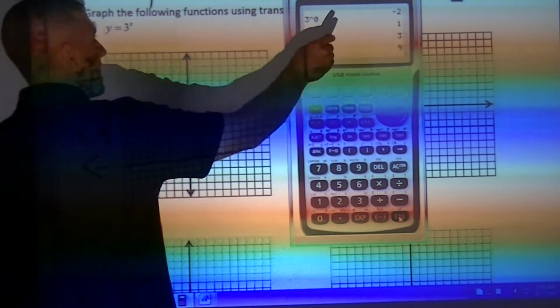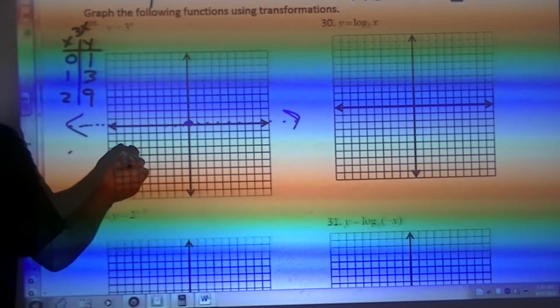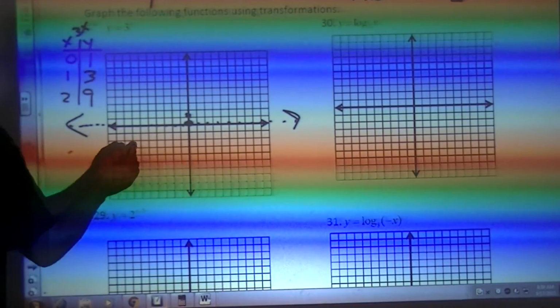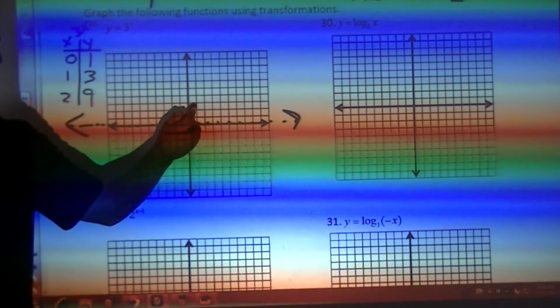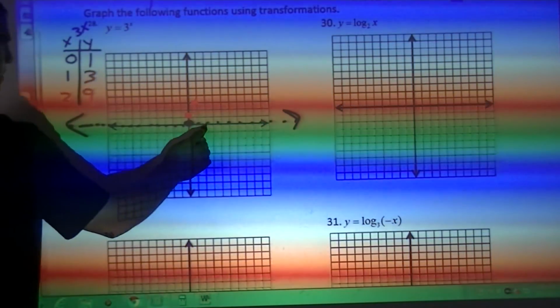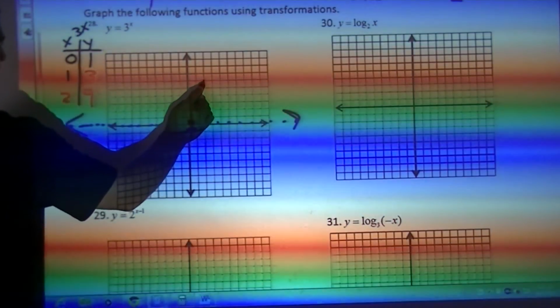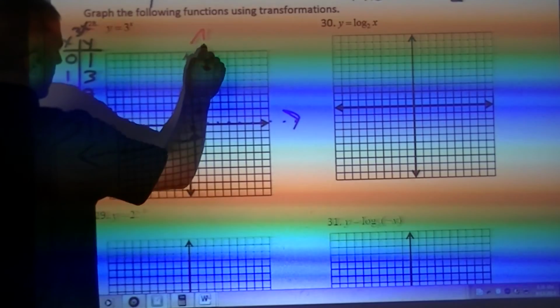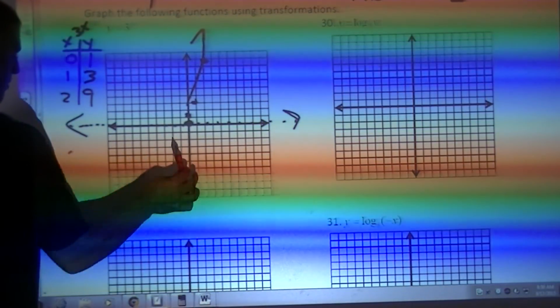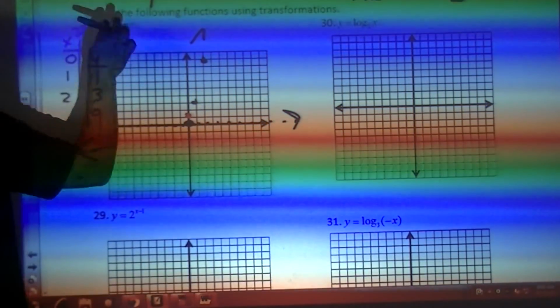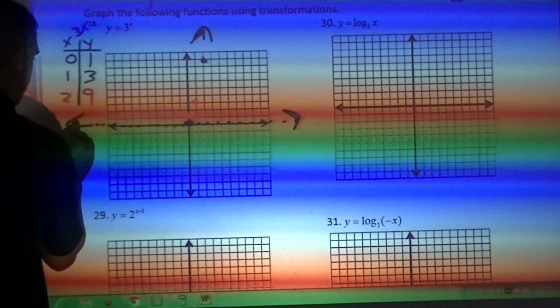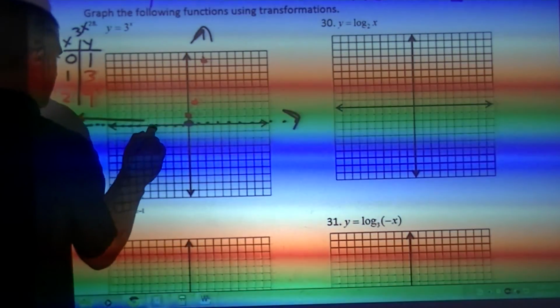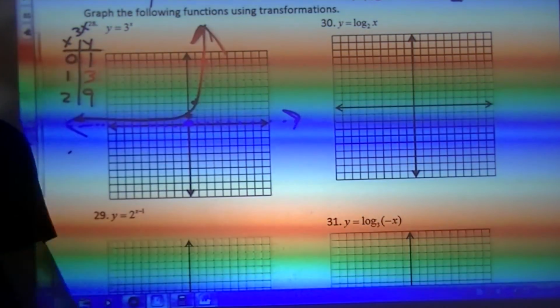So from my anchor point, what I'm going to do is go 0 over 1 up, 1 over 1, 2, 3 up, and 2 over 1, 2, 3, 4, 5, 6, 7, 8, 9. Here's what this looks like. Comes down like this. Whoops, not very good there. Let me go from this angle. It approaches this asymptote, and then goes straight up through there.